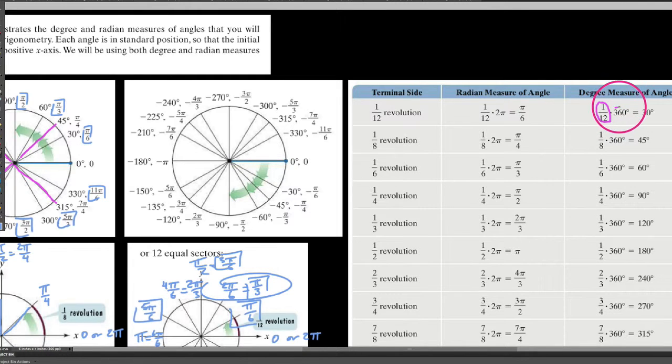So a 1/12 of a revolution would be a 1/12 of 360, which is 30, and that's the same thing as our pi sixth here, which is a 1/12 of 2 pi. So just getting used to pi sixths, pi fourths, pi thirds, and pi halves increments. We're going to list these out here pretty quickly.